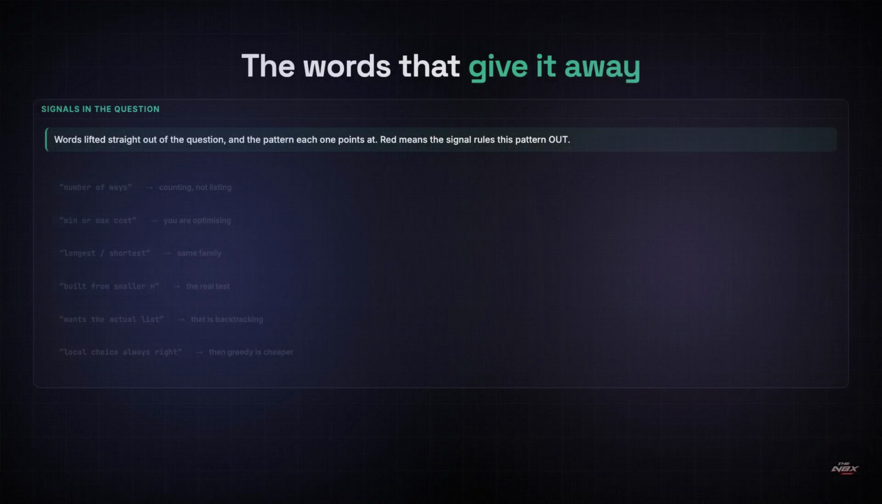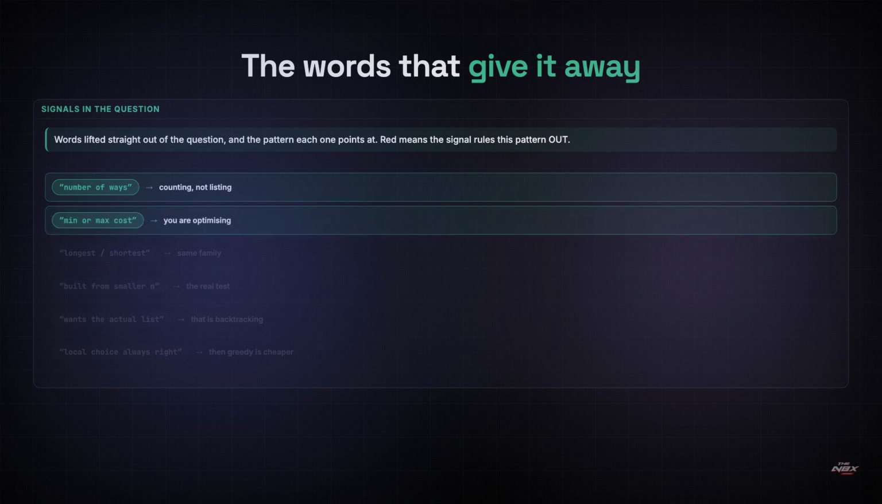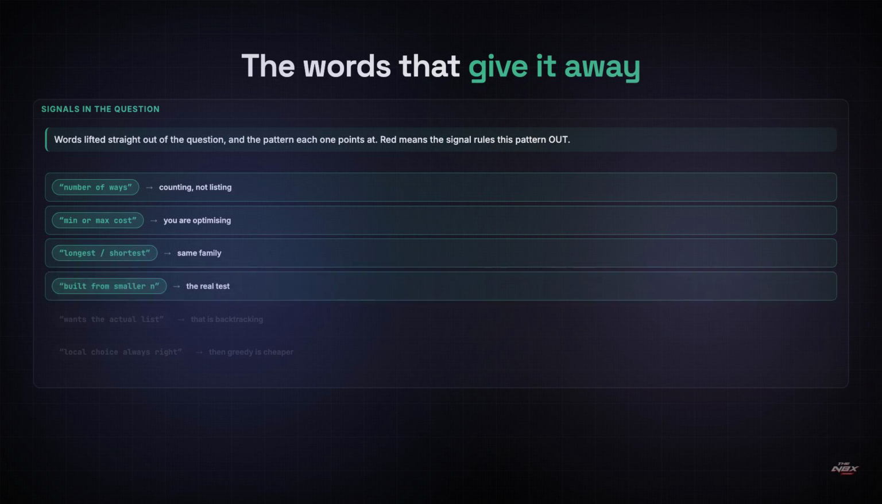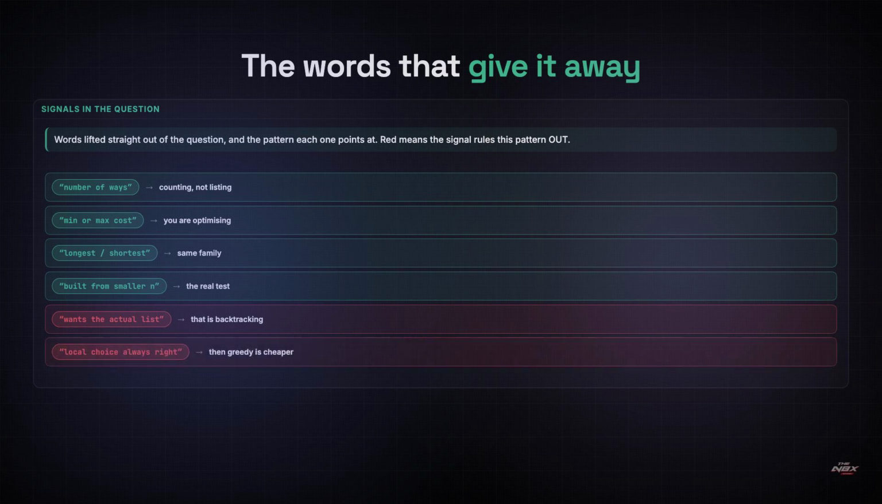3 phrasings cover most of it. Number of ways, which is counting rather than listing. Minimum or maximum cost, where you're optimizing. Longest or shortest something. And the real test: can the answer for n be built from answers to smaller versions of n? If the question wants the actual list rather than a count, that's backtracking from the previous pattern. And if a locally best choice is always globally right, greedy is cheaper.